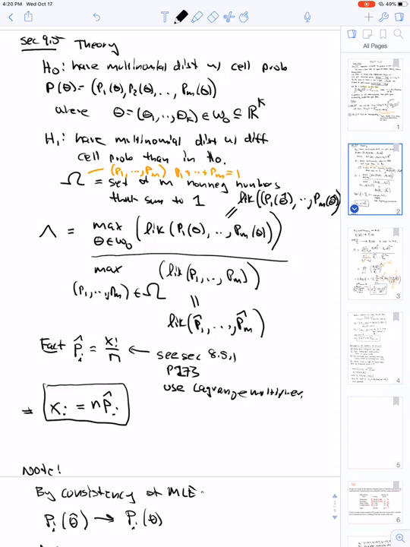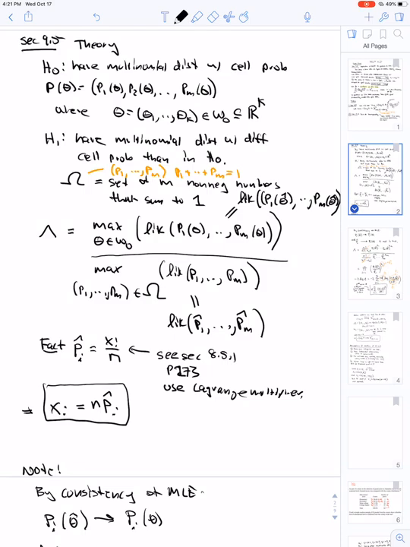The null hypothesis is that you have a multinomial distribution with cell probabilities p theta, where p theta is p1 theta, p2 theta, and so on up to pm theta, where theta is theta 1 to theta k. So this is a k-dimensional subspace. And the alternative H1 is that we have a multinomial distribution with some different cell probabilities than in H0. So the sample space is the set of all non-negative numbers p1 to pm, all between 0 and 1, that sum to 1.